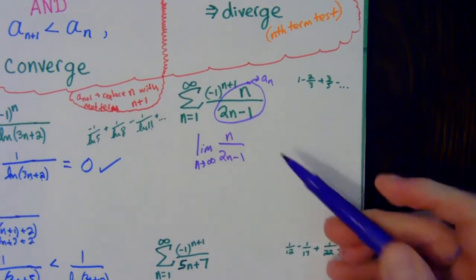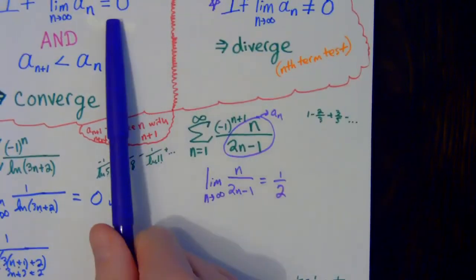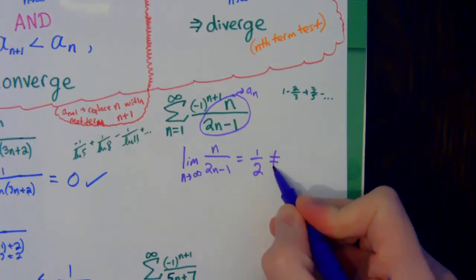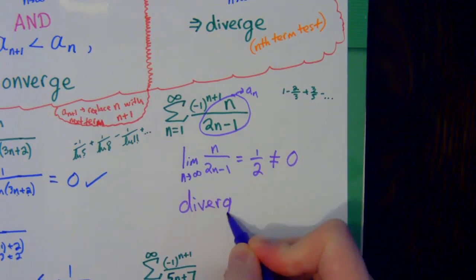And we're going to evaluate that limit. So the degrees are the same. That limit answer is equal to 1/2. So I don't get 0 for that. So I'm looking right here. If you do the limit as n approaches infinity and you get anything other than 0, that's going to prove diverge. So we're going to put diverge for that.